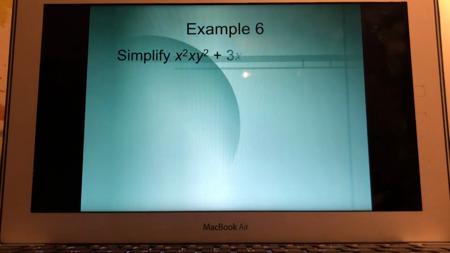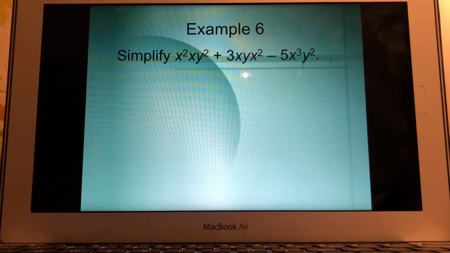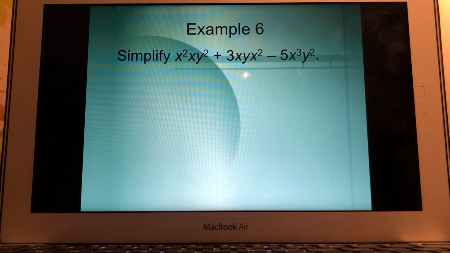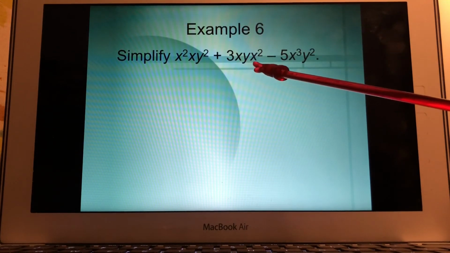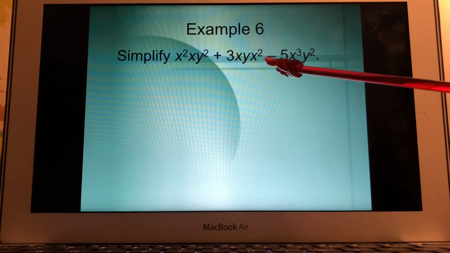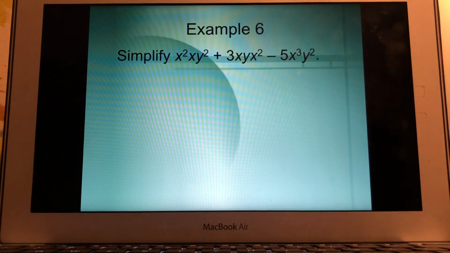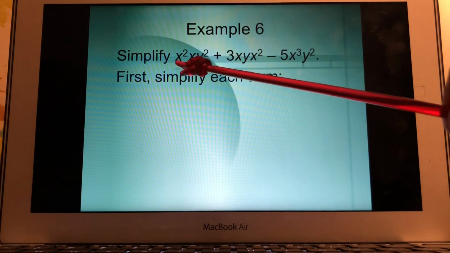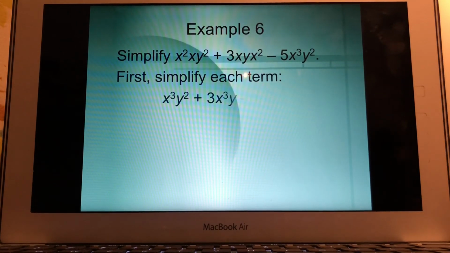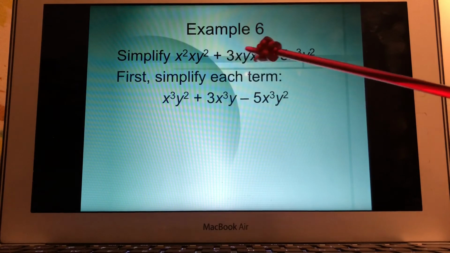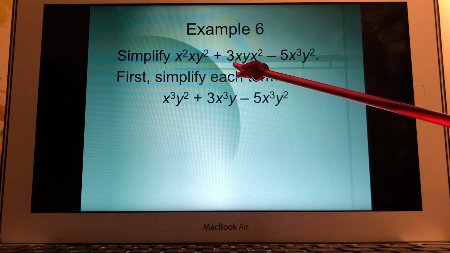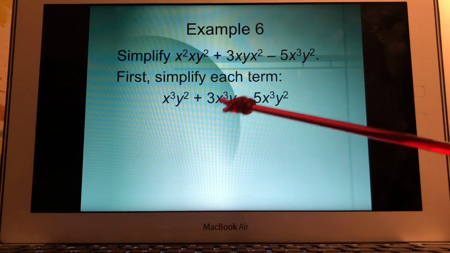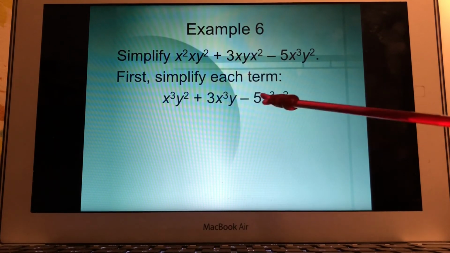All right, our next example here. X squared times x times y squared plus 3x squared times x squared, or xy, x squared, minus 5x cubed y squared. Well, what do I get? First, simplify each term. So I'm going to take this, I'm going to simplify this. X squared times x is going to give me x cubed, right? And then y squared. Here I have x, or 3 times x squared. That's going to give me x cubed again, times y. Now minus 5, x cubed, y squared.